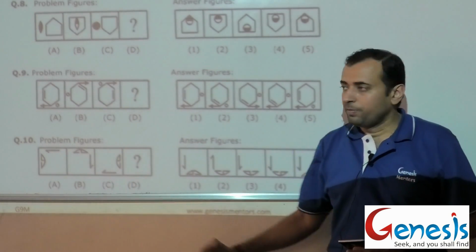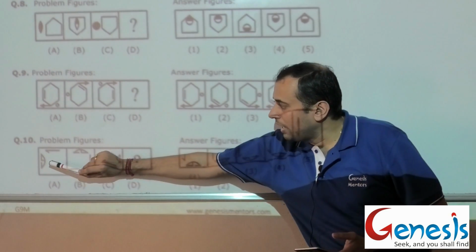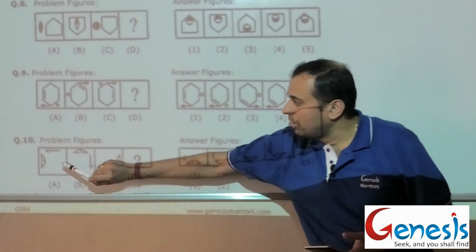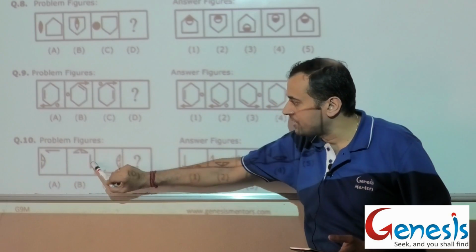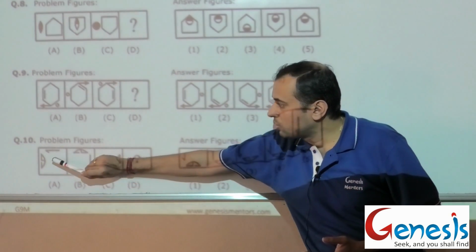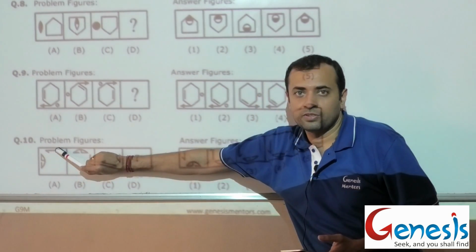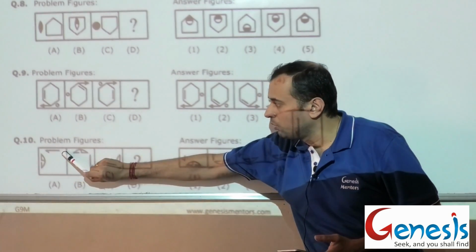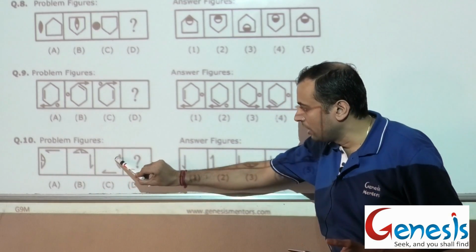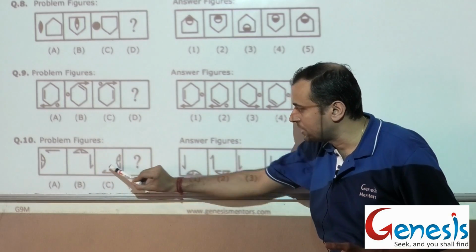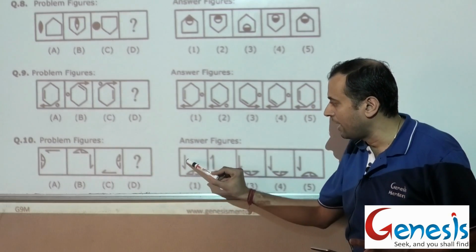Now the 10th problem, our last problem. First of all, these two images are exactly the same, they are just changing their positions. Both of them are changing their position by one place clockwise, right? So they are moving in a clockwise direction. So here also they would clearly be moving in a clockwise direction. It means this object should be here and the arrow should be here.